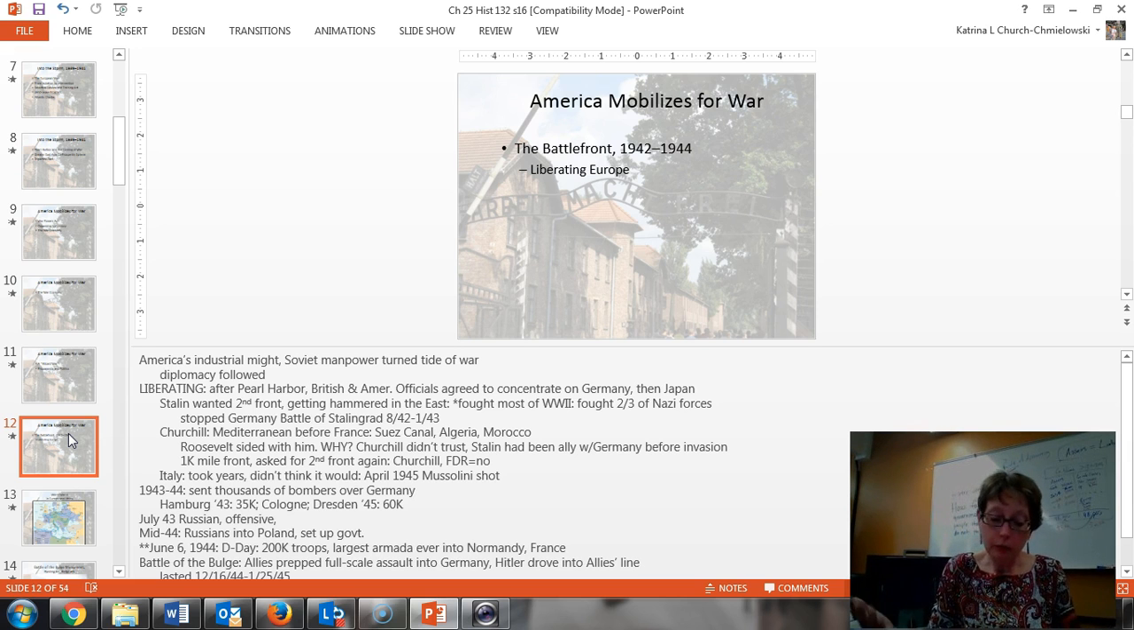Twice, probably more times than that, Stalin had asked for the second front, and they weren't going to open it. So they focused first, the U.S. focused first there in Africa and in France and in that region, okay?